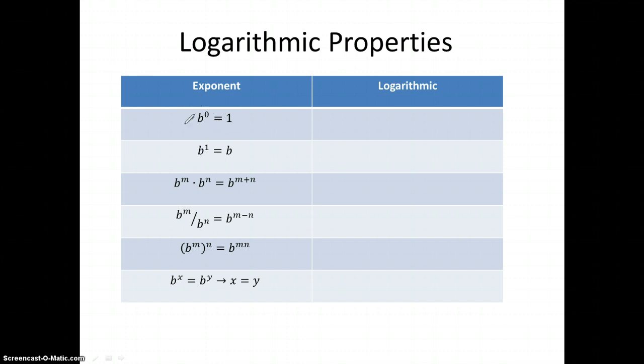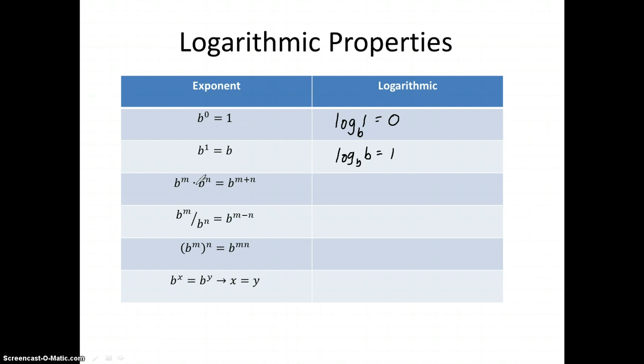First, our exponent property is b to the 0 equals 1. So the logarithm property that goes along with that would be that the log base b of 1, so any logarithm of 1, is equal to 0. If we have a base and the power of 1, we know that that's just equal to b. So we're going to do log base b of b is equal to 1. So if the base and the logarithm match up, then the logarithm is going to be equal to 1.